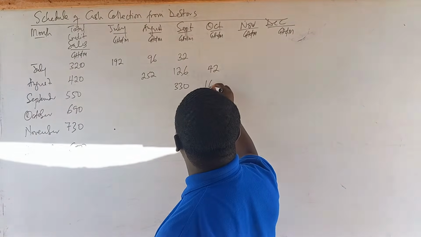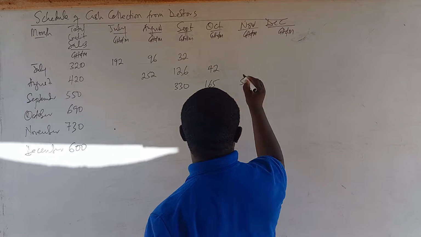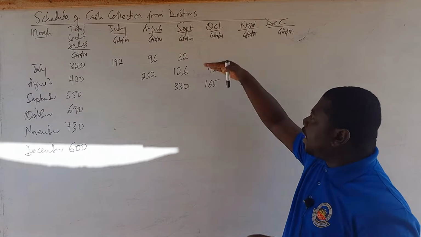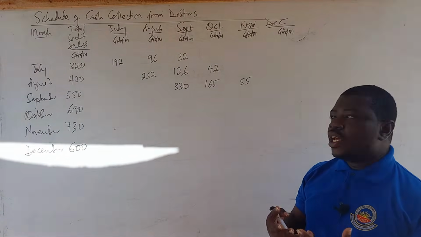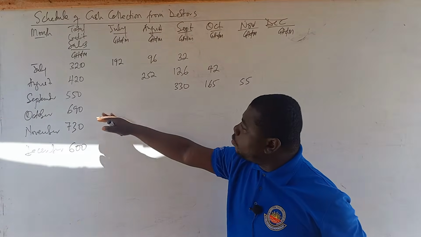Then we find 30% of the same. 30% of the same will be 165. And then finally, 10% will be 55 million. So that is how it's going to be. So you could see that it's being arranged according to the total number of receipts that is being collected every month. Then we move to October.